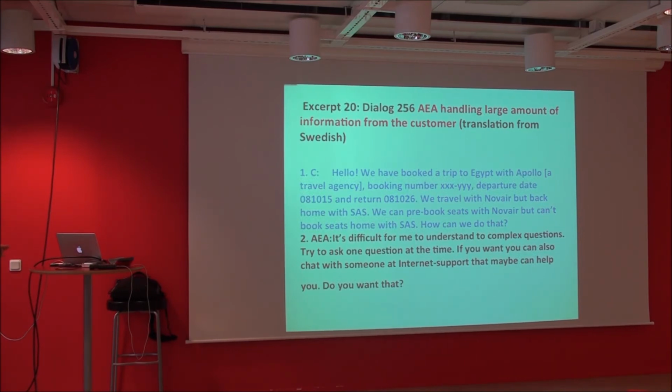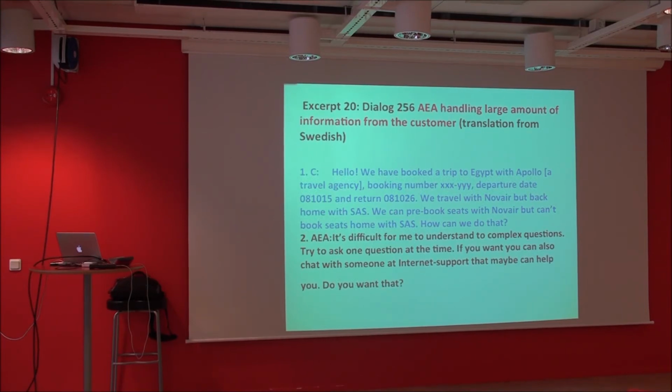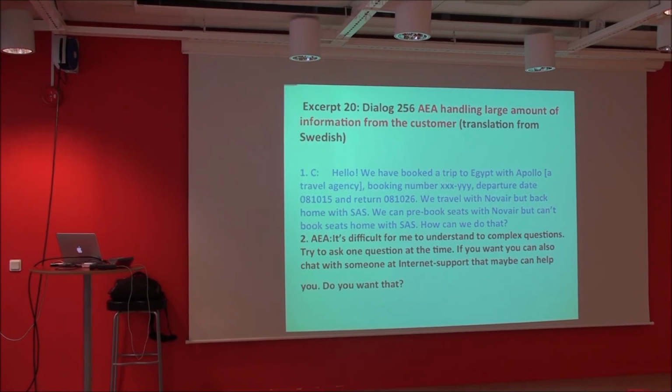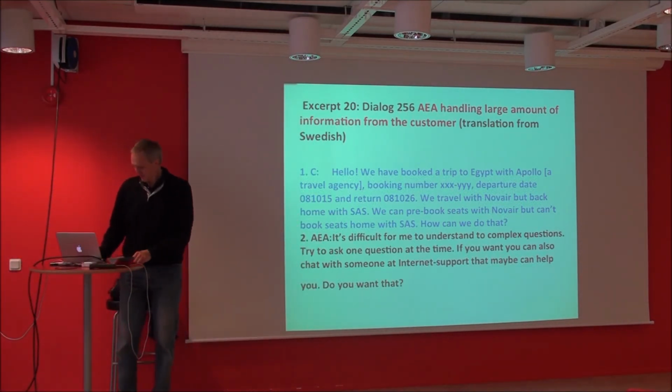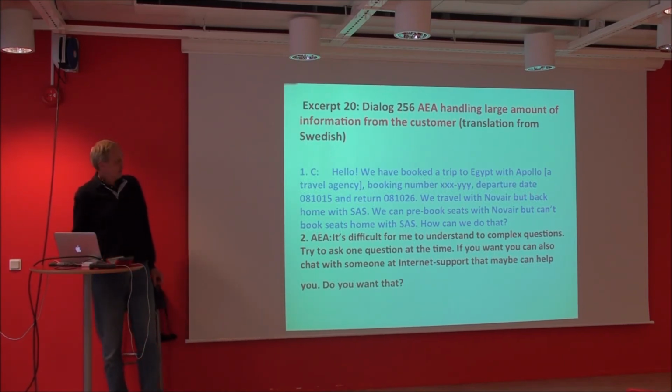So the artificial agent then says, it's difficult for me to understand two complex questions. Try to ask one question at a time. If you want, you can also chat with someone at internet support that maybe can help you. Do you want that? Okay, so here, as soon as the game starts to be played on the conditions of the customers, where the agent cannot control everything by having a manuscript prepared in advance, they have a way out, which is to say, okay, phone someone. Of course, yeah, that's maybe what we feel right from the start. I'd like to phone someone, but I don't have to get into this. So that's a solution if they realize that they cannot do any complex processing.